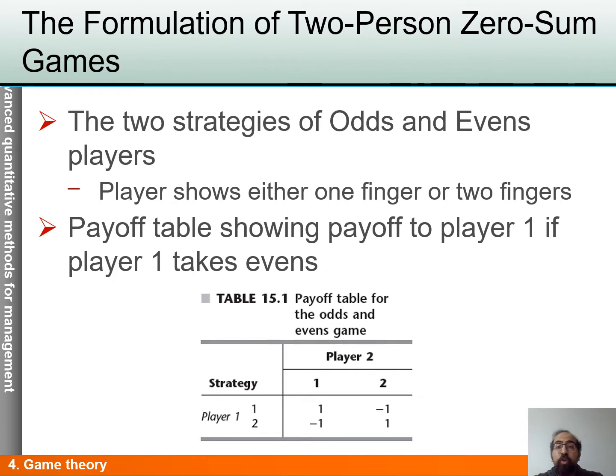Payoff table shows the payoff of player 1 if player 1 takes even and the other. Based on what we learned, there are 4 different happenings: 1, 1, 1, 2, 2, 1, and 2, 2. There are 4 different happenings in this concept. Let's see what is the meaning of each of these items.